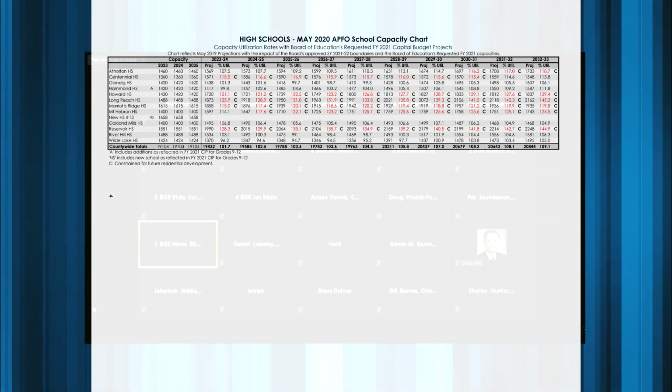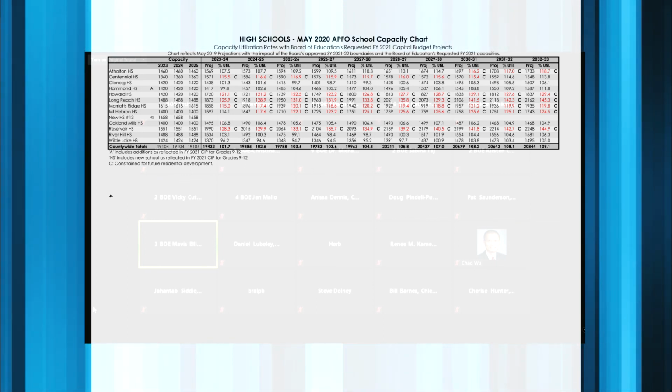Okay, so we're about an hour off, but we're going to try to go through the categorical budget transfer as quickly as possible so that we can take a break.